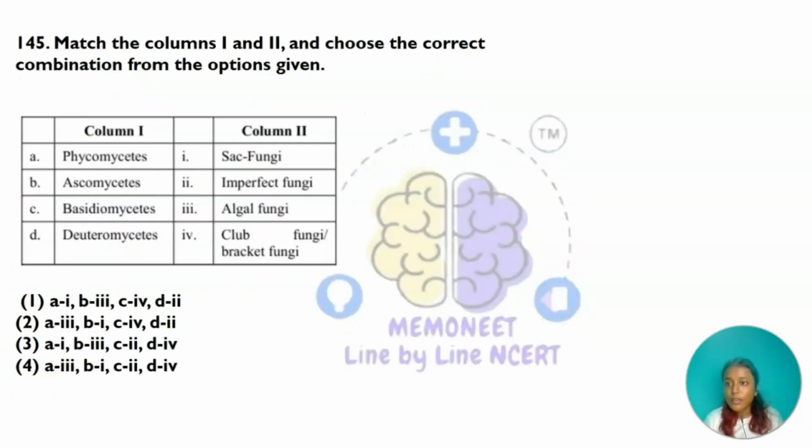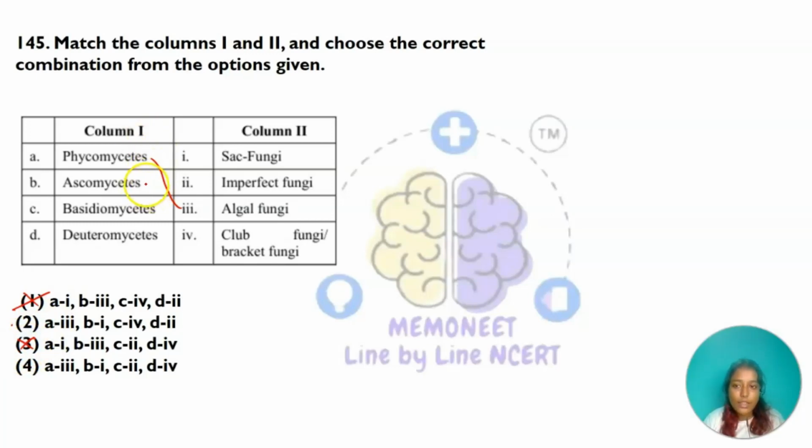Next question is, match the column 1 and 2 and choose the correct combination from the given options. Column 1 contains the various classes of fungi, and column 2 refers to the common names of these classes. Now Phycomycetes are also known as algal fungi, which is A3. So A3, I can see 2 options. We can instantly strike off 1 and 3.